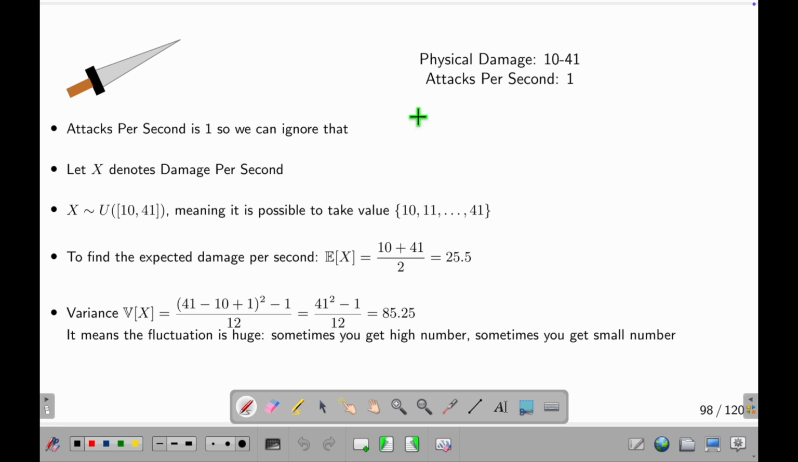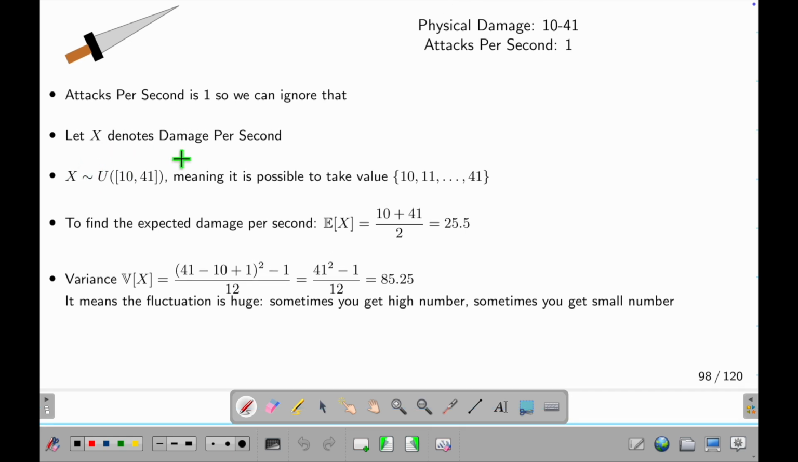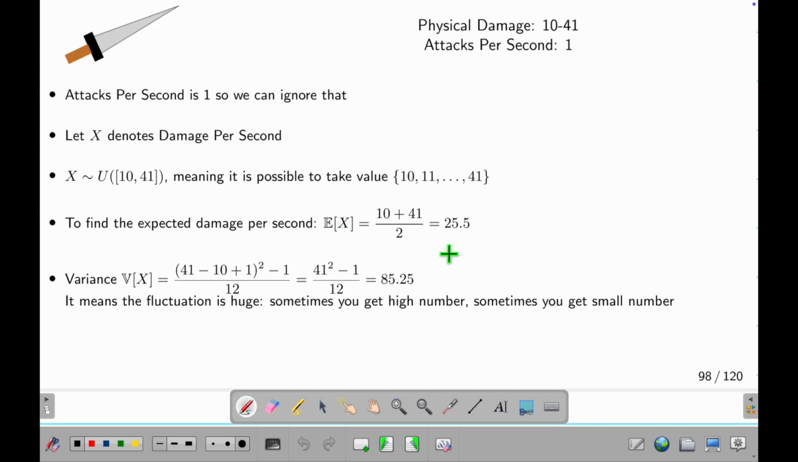So suppose you have a big sword, and your sword has physical damage, just a number, 10 to 41. That means it's a uniform distribution between 10 and 41. It can take all the possible values, 10, 11, 12, and so on until 41. I ignore the attack per second. It doesn't matter. So if X is the damage dealt per second, then X is a random variable between 10 and 41. So what's the expected value? It's just A plus B divided by 2, and there's also the variance. So the expected value is 25.5.